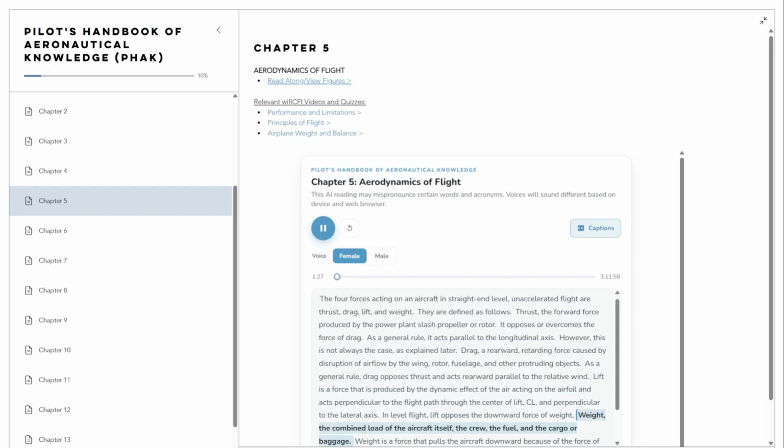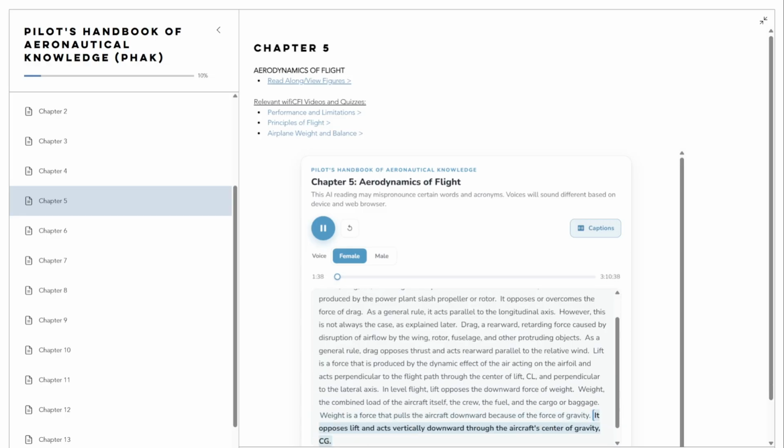Weight, the combined load of the aircraft itself, the crew, the fuel, and the cargo or baggage. Weight is a force that pulls the aircraft downward because of the force of gravity. It opposes lift and acts vertically downward through the aircraft's center of gravity, CG.